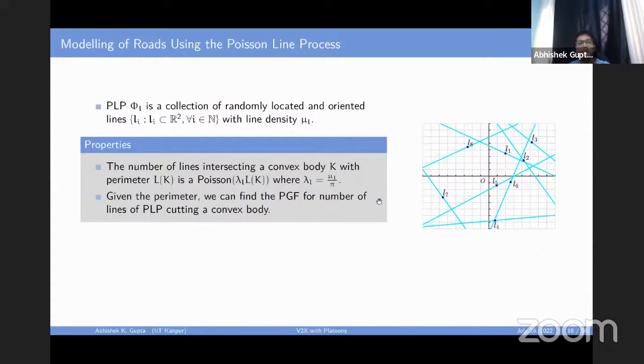Just remember this, we will be using it. If you know the parameters, you can find the distribution of lines intersecting that body.